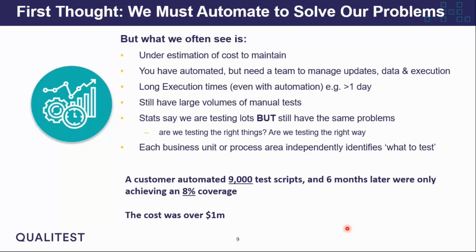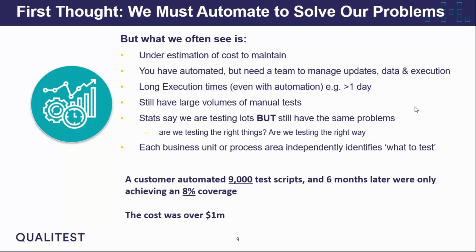Then from a time perspective, we still don't achieve the speed that we need. The automation packs are still taking greater than 1 day. And I'm engaged to try and help people identify why, and we'll go through that why in the framework later. And one of the key elements for that time is they still have large volumes of manual tests. So even to get through the test pack, we still have to stand up major team sizes to get through these tests.